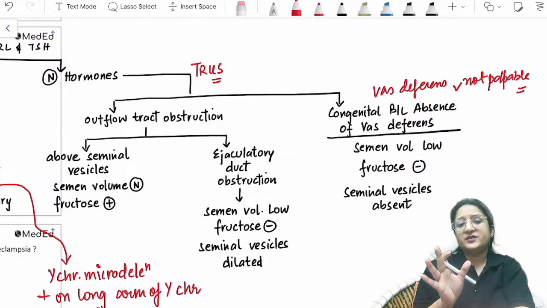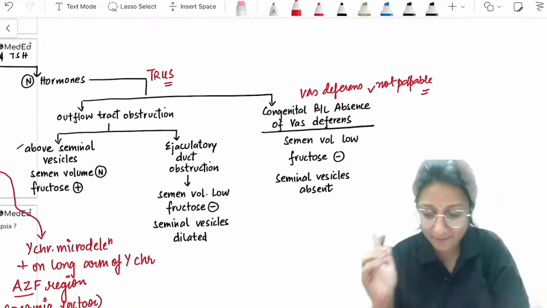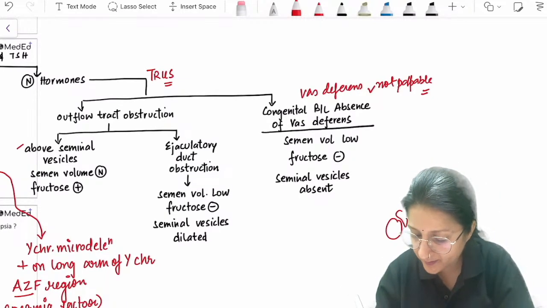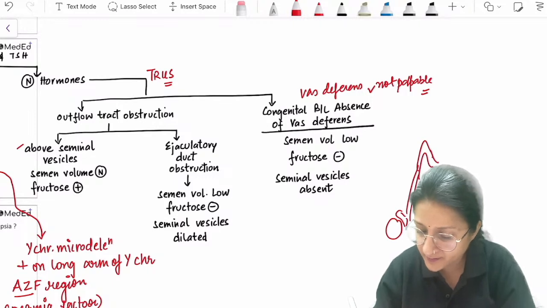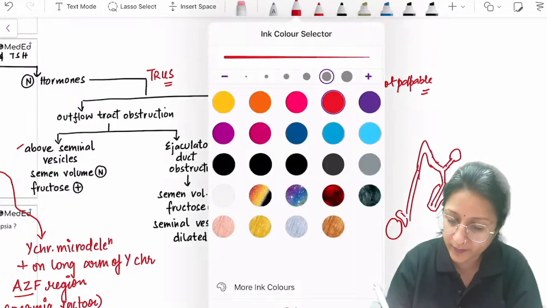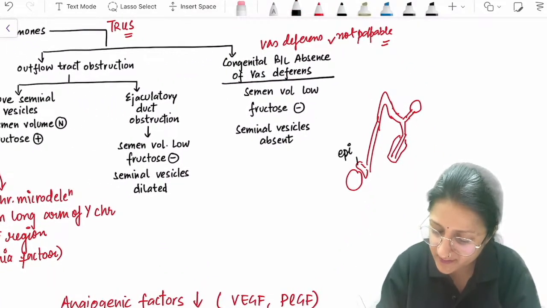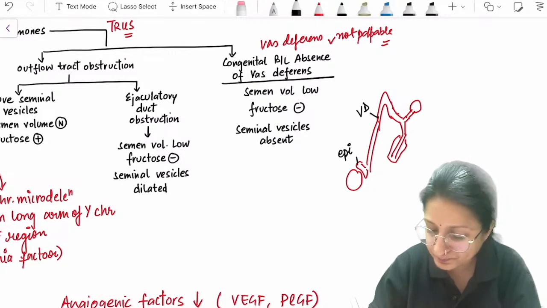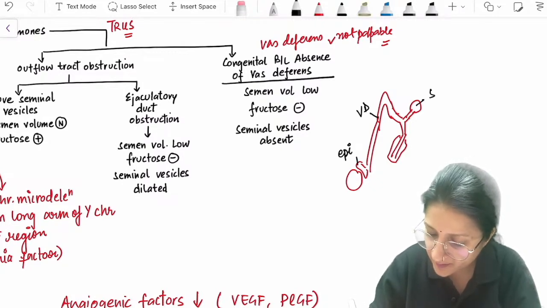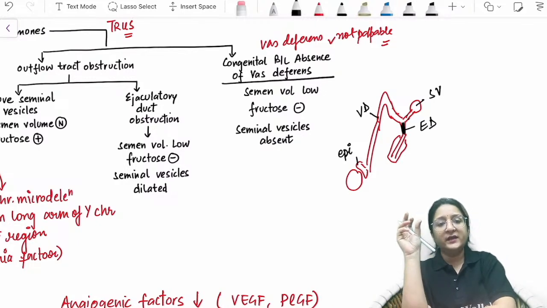If the outflow tract obstruction is above the level of the seminal vesicles, I'll probably have to draw this. Maybe this is the testes, this is the epididymis, the vas deferens, and then this is the seminal vesicle, the duct of the seminal vesicle, and this here is the ejaculatory duct, which opens into the urethra.